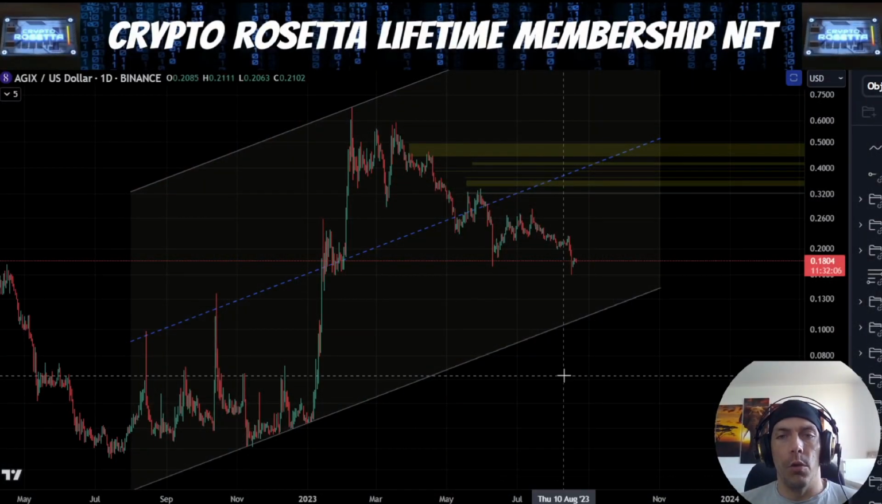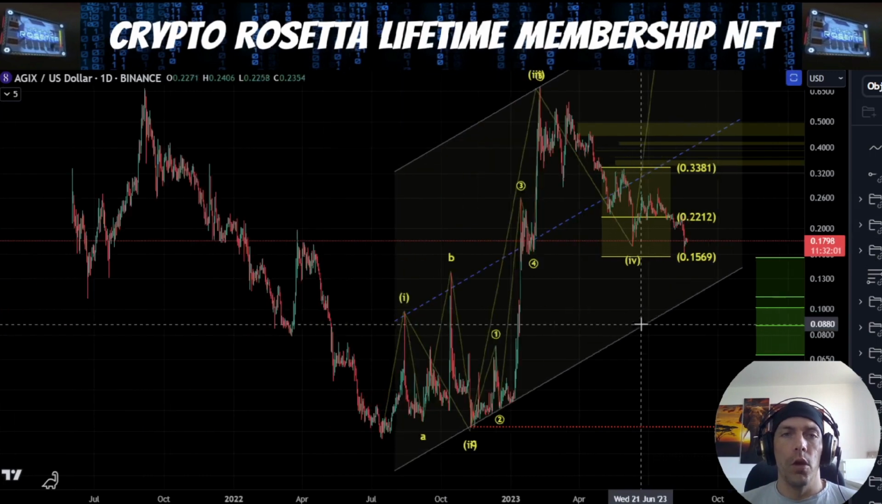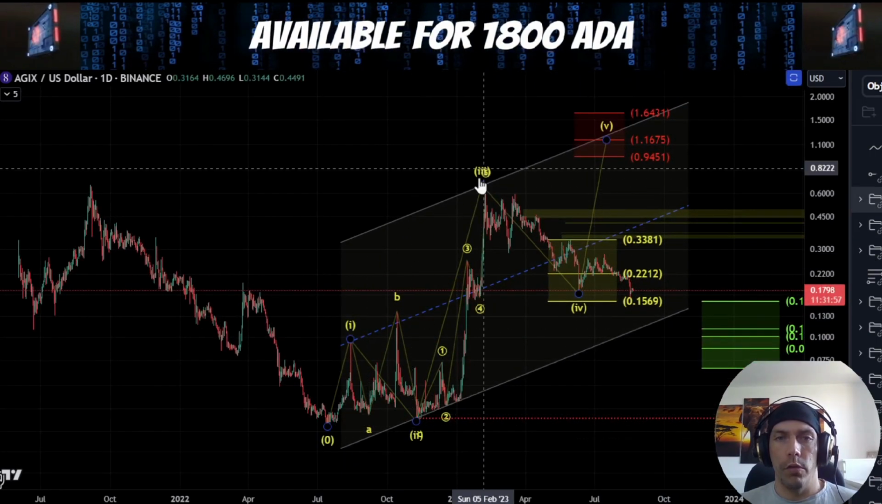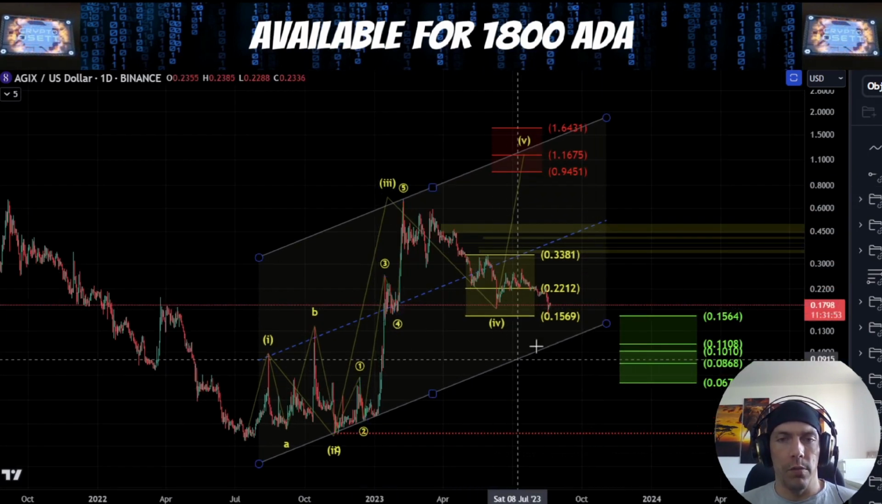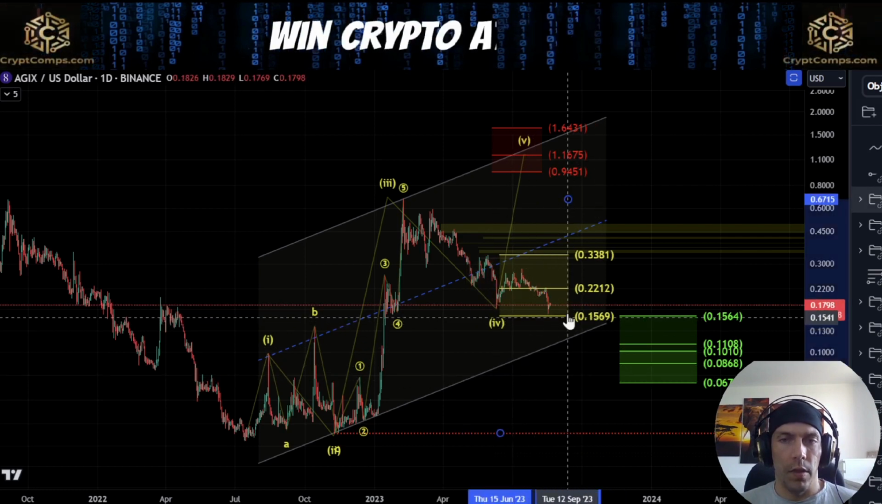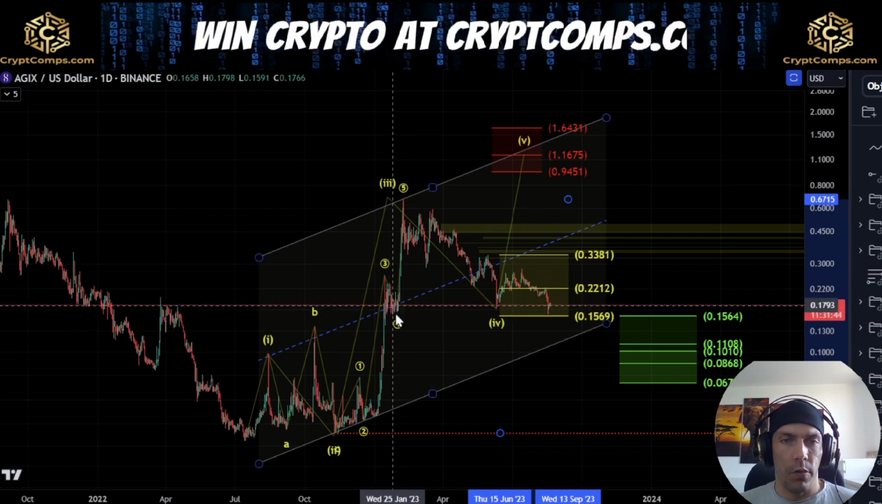Before we get into the lower degree counting here, what I want to talk about is the two main ideas that we have here. Within this one, we are saying that we have this as a potential 1, 2, 3 up into this high here. And what we were looking for was this fourth wave retracement. Now we have held this 1569, which was our area that we'd be looking for as a 50%, and also have interacted with this previous fourth wave here.